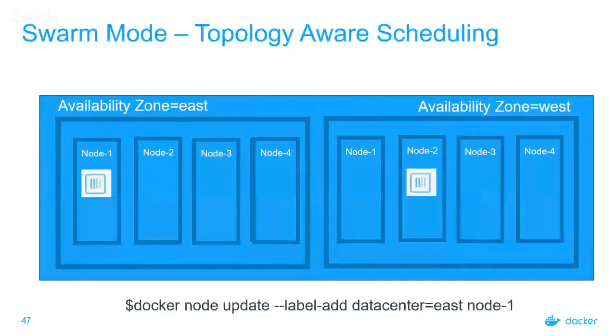The next new feature which has been introduced recently is topology aware scheduling. This is a very interesting feature which was showcased in the last DockerCon, which happened in Austin. So now we are talking about scheduling in terms of the availability zone.